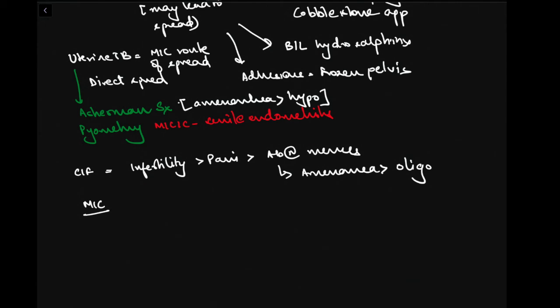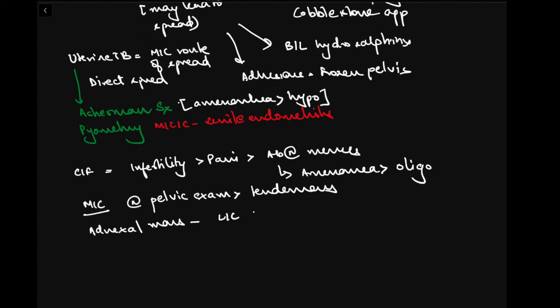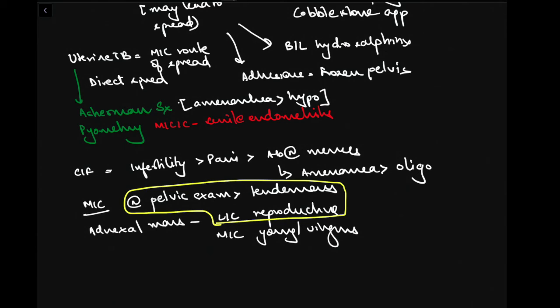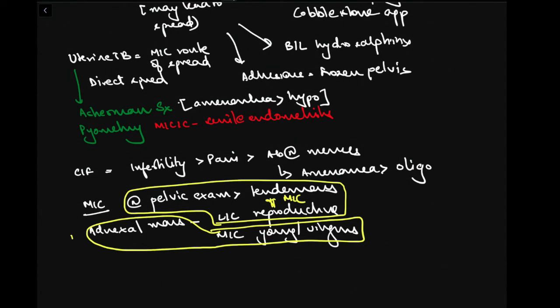The most common presentation would be a normal pelvic examination, followed by tenderness. And adnexal mass is the least common presentation. Now, this is true for reproductive female, while in younger female, an adnexal mass will be the most common presentation. Right, remember reproductive age, normal pelvic exam, followed by tenderness, and in young females or virgins, adnexal mass is the most common presentation of genital TB.